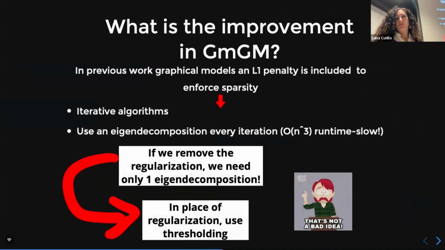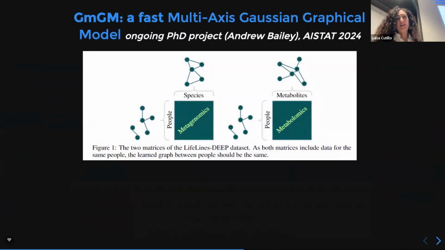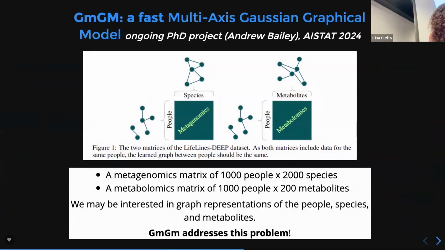So, okay, let's give more context to this GMGM. We say it's a fast multi-axis Gaussian graphical model because not only do we have this thresholding, but we are also able to work on multiple omics in this case. Okay, so multiple modalities, as long as they share one axis. And how do we do that?